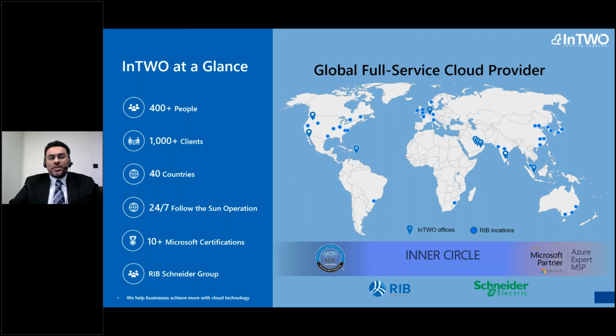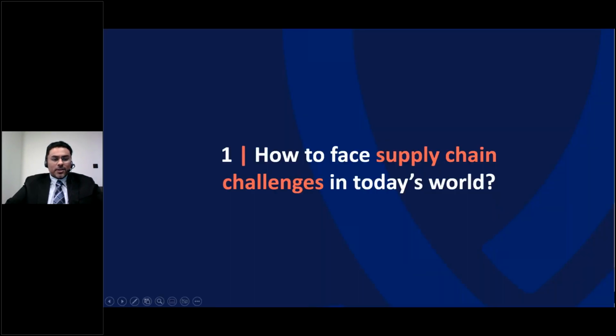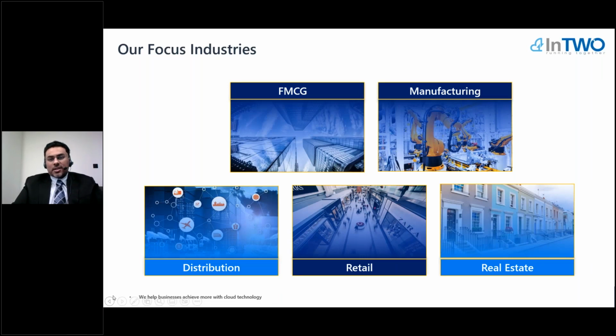Now, while InTWO has several customers in different business verticals, which are those industries that we have specific focus upon? Go to the next slide. Well, our focus industries today are manufacturing, FMCG, distribution, retail, and real estate. As I mentioned, we have assisted more than 1,000 customers across the globe, but our focus industries are the ones that you see on the slide today. We have extensive customer experience in these industry verticals and also industry specific solutions. So this is a brief about us as an organization.